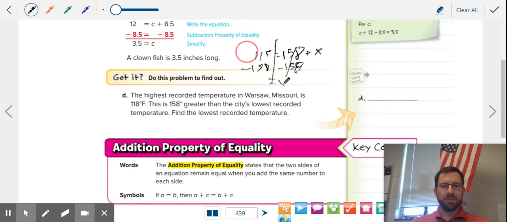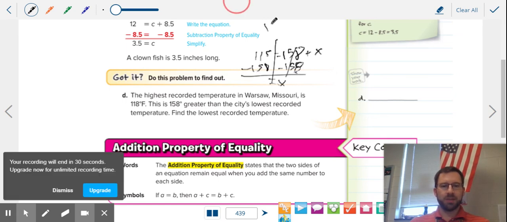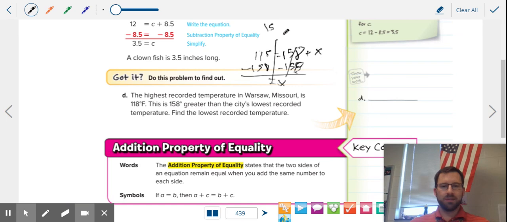Cancels out. X equals 118 minus 158. Okay, so I'm having trouble doing that in my head, so I'm going to have to reverse it, knowing that my answer has to be negative. 43 degrees. Negative. And there you have it. We'll be back in our second part for subtraction.